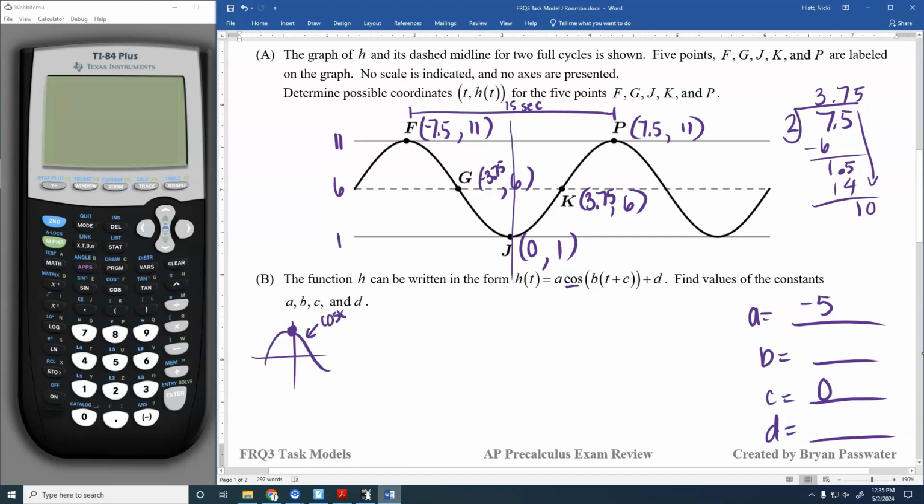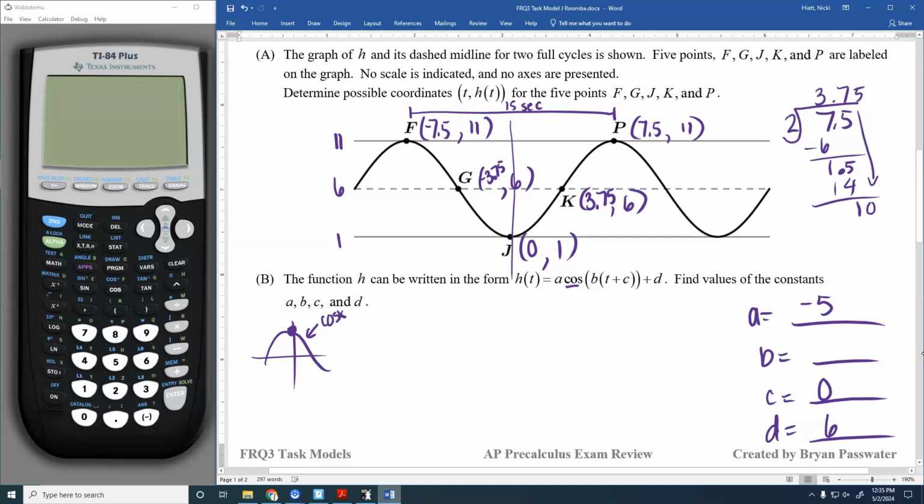What's D going to be? D is your midline. What's our midline? 6. Right there. So all of those numbers are pretty much just plugged in. Remember, B is the one we don't just plug in, right?